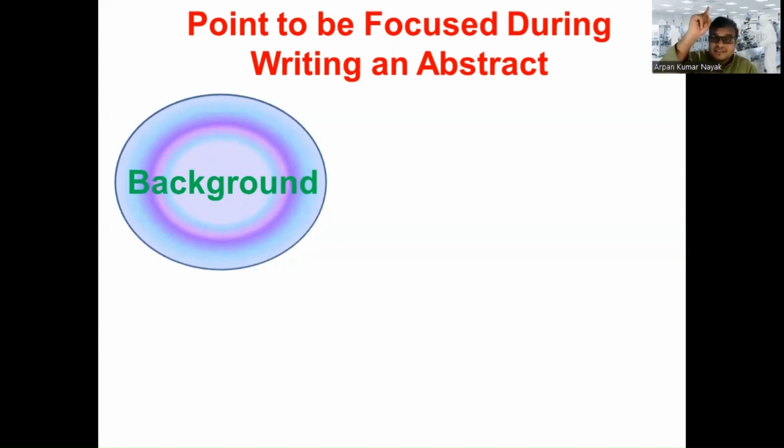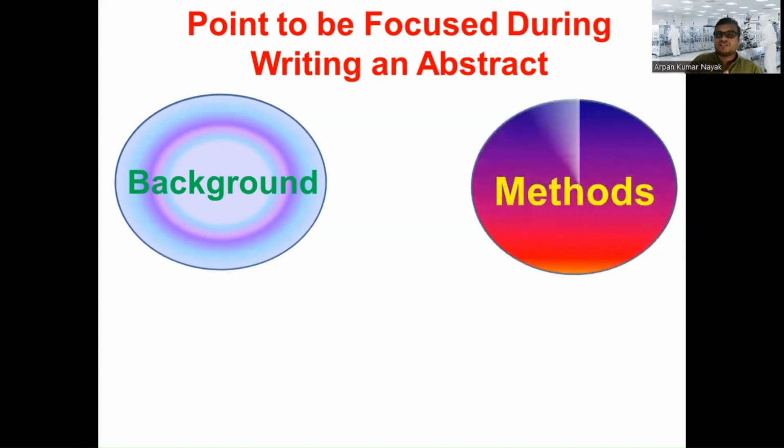The first point is background. So the first sentences should be background. Second, we have to focus on methods. Methods, don't think of all the experimental procedure, only the particular main, major method you applied. That should be one line.